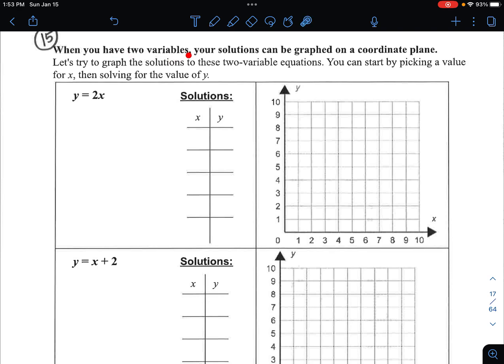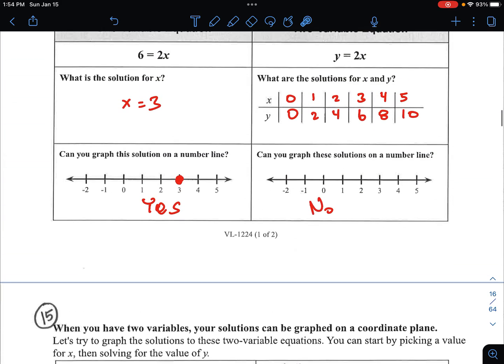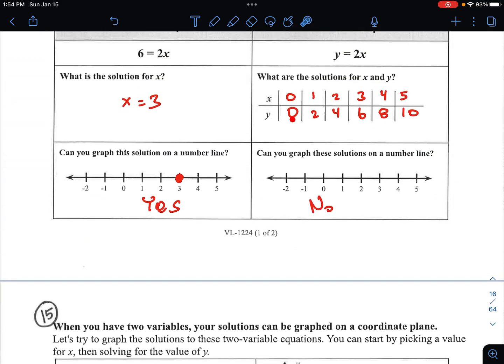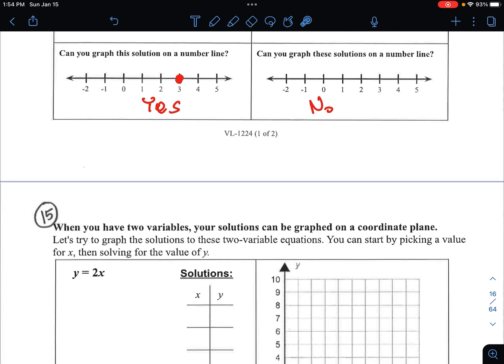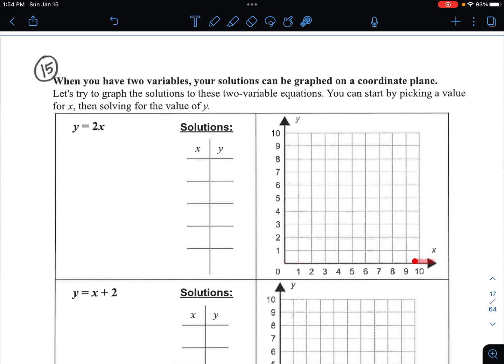When we have two variables, our solutions can be graphed on a coordinate plane, which makes sense because a coordinate plane has an x number and a y number, just like our solutions have an x number and a y number. When we have one variable, we only have one variable answer, like, we only have an x number. But when we have a two-variable equation like this, we have an x number and a y number, which means we would need two axes, an x-axis and a y-axis, in order to graph.